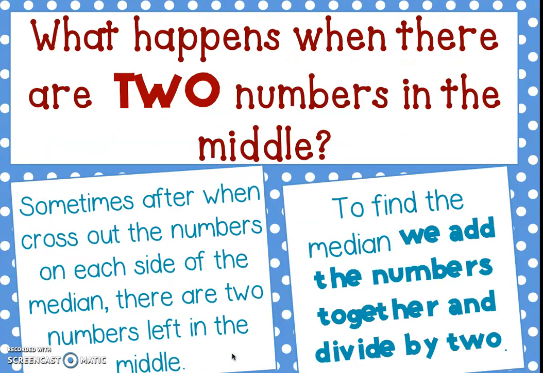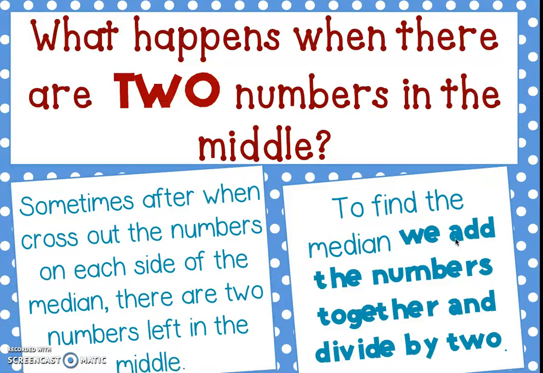All right, so what happens if there's not just one number left in the middle? Sometimes there are two numbers left in the middle of a data set after we cross them all out. If there are two numbers left in the middle of the data set, we have to add those numbers together and then divide them by 2. Really, we're just finding the average or the very middle number between those two. So again, if there's 2 left in the middle, we just add those 2 numbers and then divide by 2.